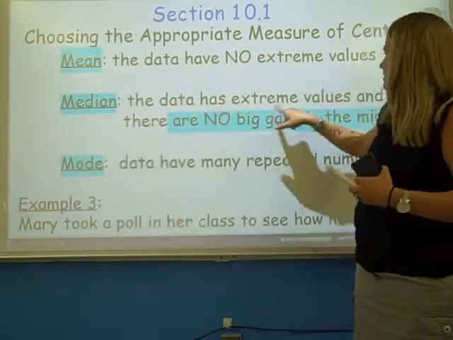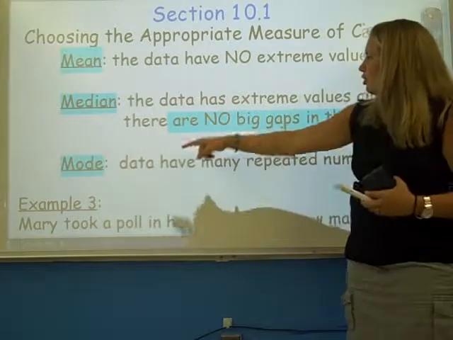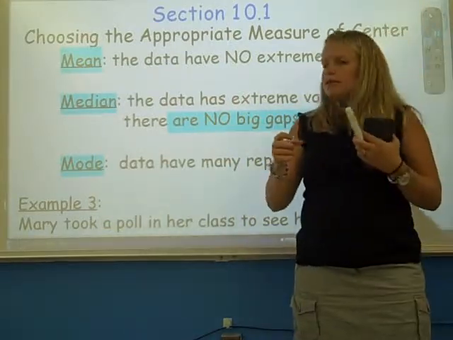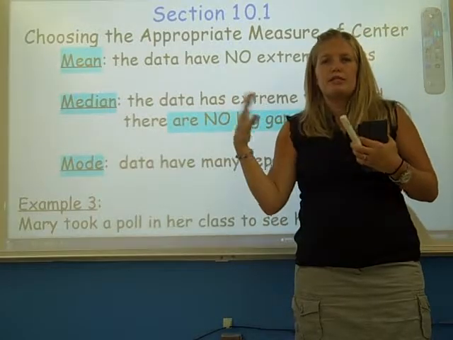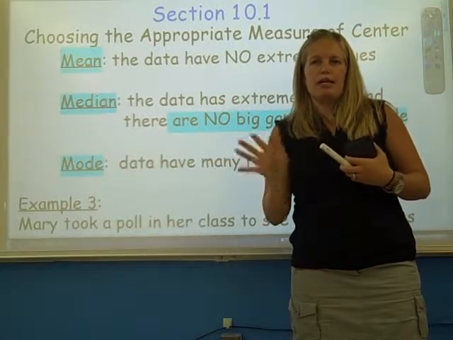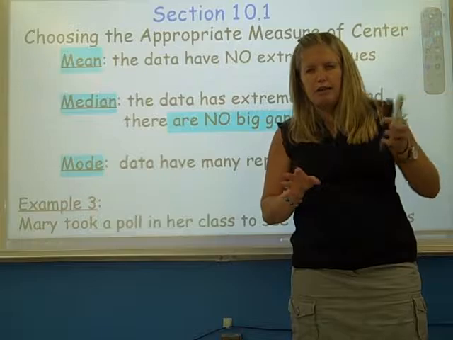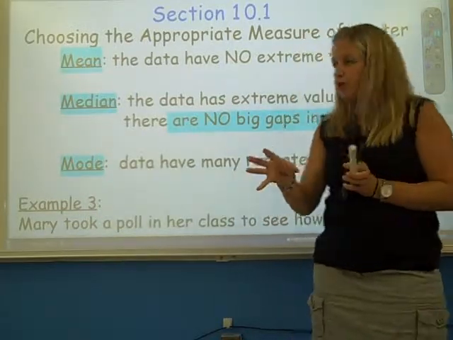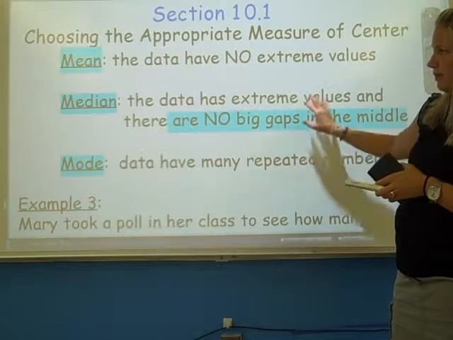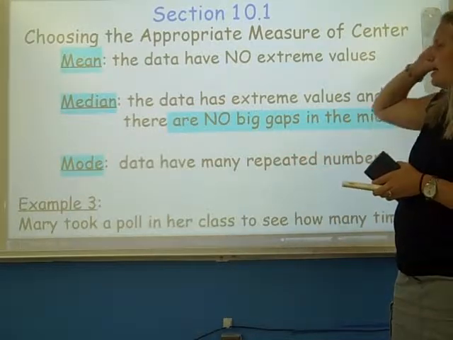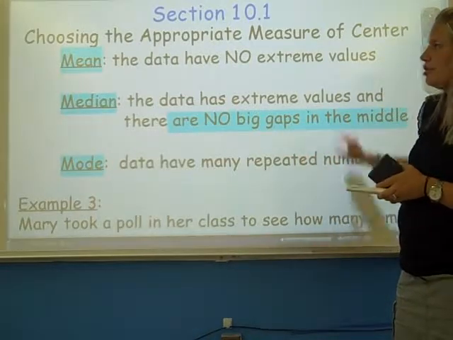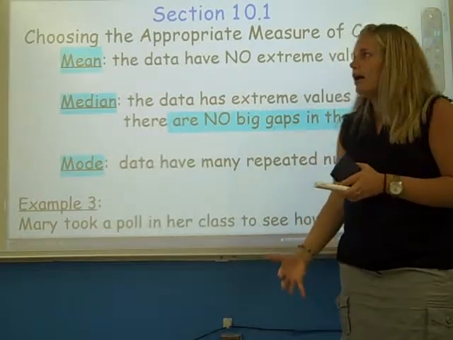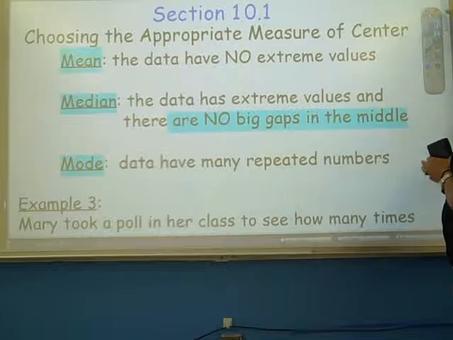Median: the data has an extreme value and there are no big gaps in the middle. Okay, so the median you would use in that example that I just talked about with everybody getting 100 and that 150. That outlier there is what we call it, that's different than the others, would skew the data too much. Mode you use if the data has many repeated numbers. So this information you need to know if I ask you which is the best measure of center.